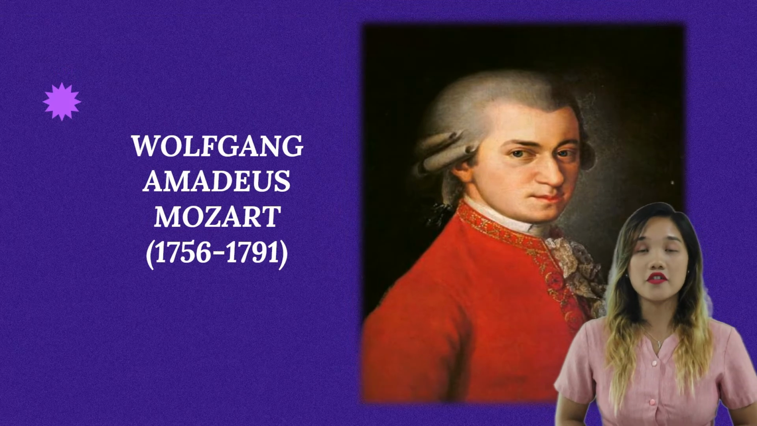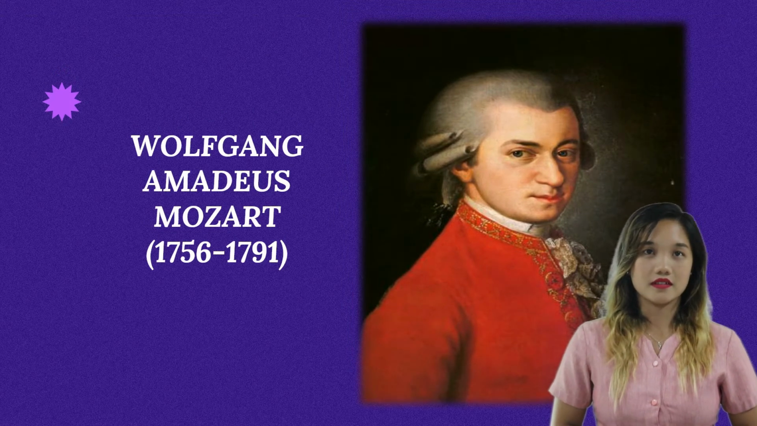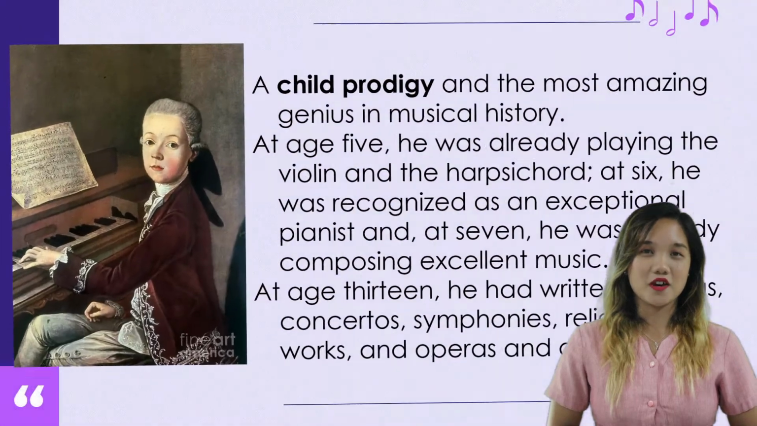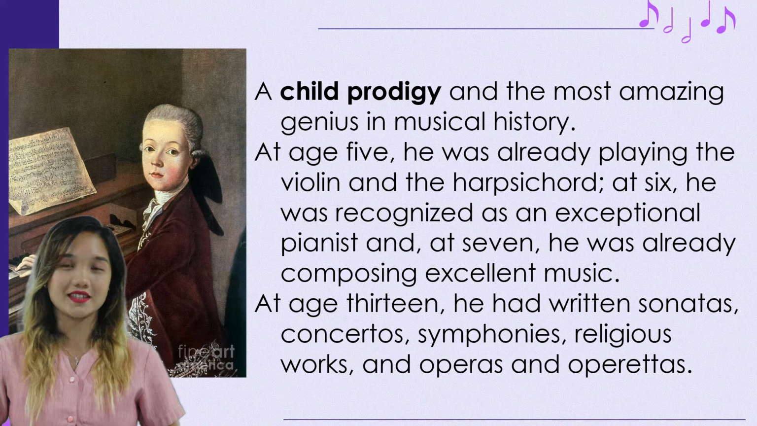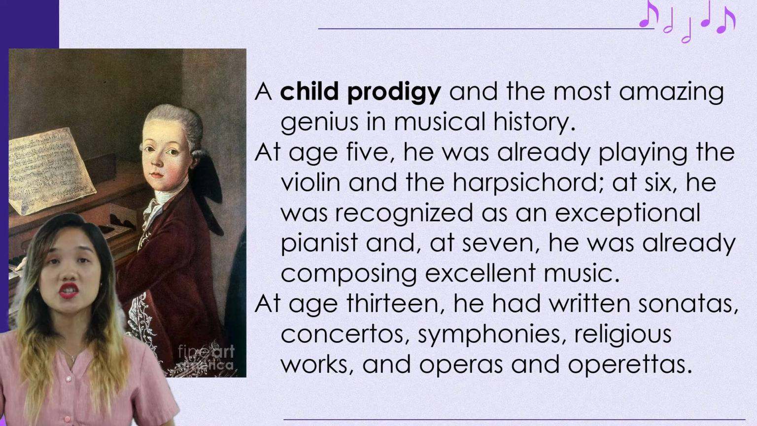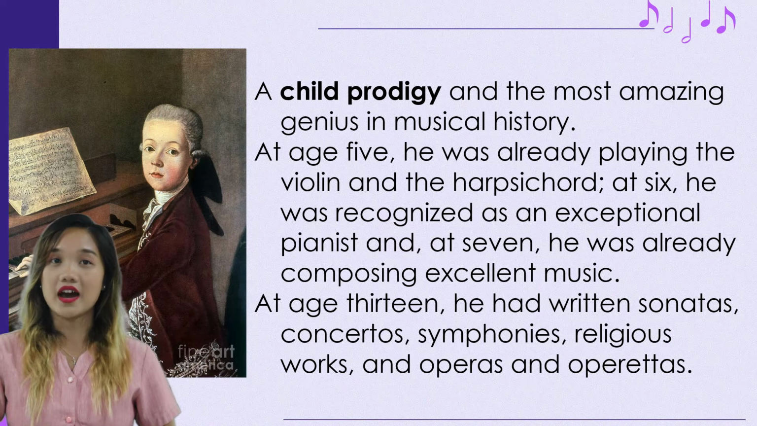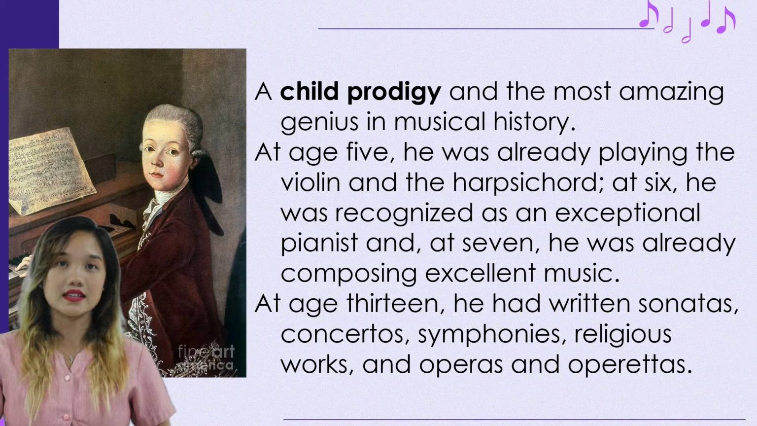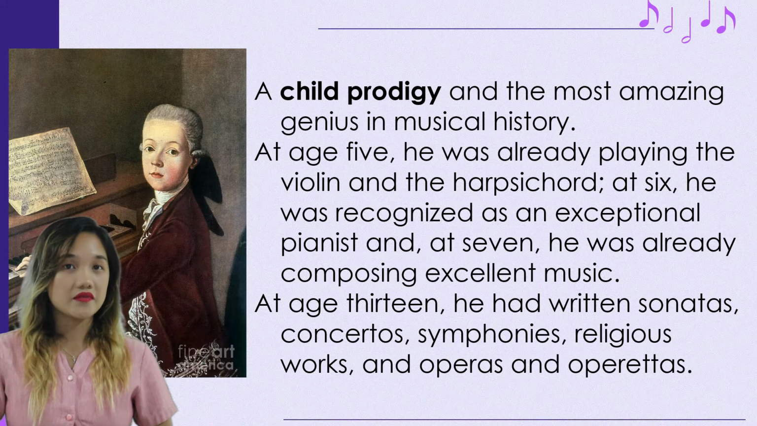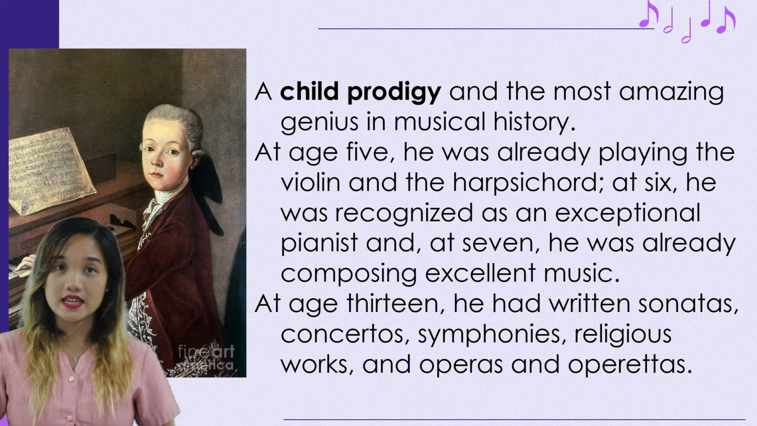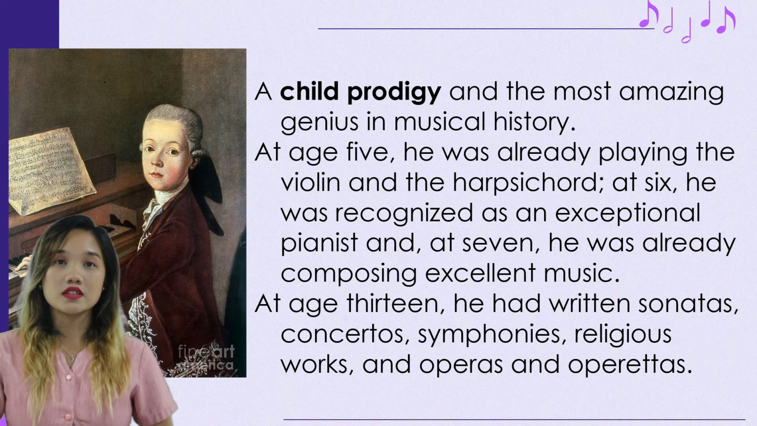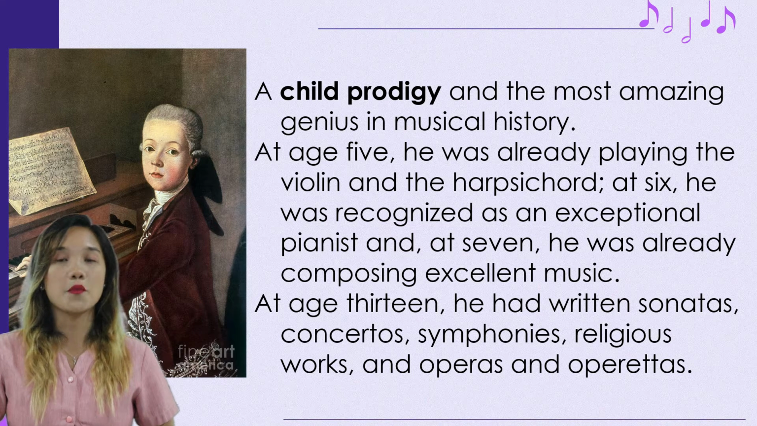The next one is Wolfgang Amadeus Mozart, from 1756 to 1791. Mozart is a child prodigy and the most amazing genius in musical history. At age 5, he was already playing the violin and the harpsichord. At 6, he was recognized as an exceptional pianist, and at 7, he was already composing excellent music. At age 13, he had written sonatas, concertos, symphonies, religious works, and operas and operettas.